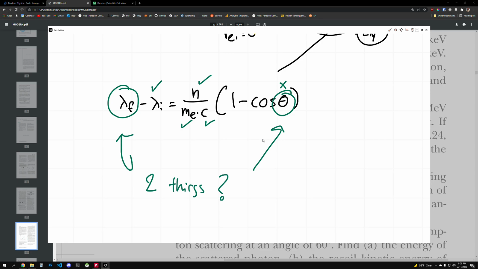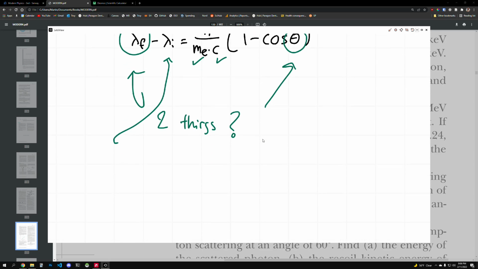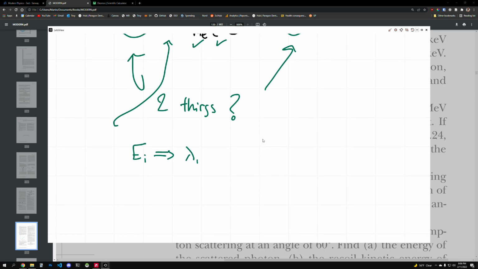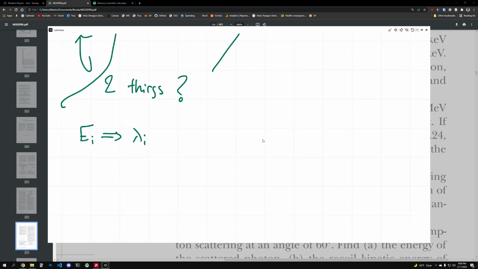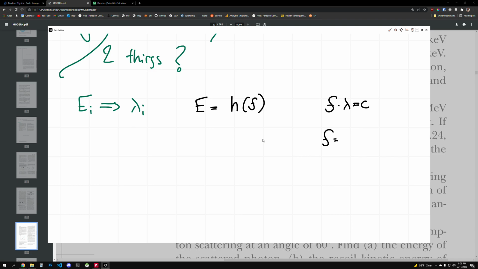All right? And you might be asking, well, how do we know lambda I? Well, we know energy initial, which we can relate to lambda I using this formula. The formula is E is equal to h times frequency, where frequency times wavelength is equal to c. And so therefore, frequency can be written as c over lambda, which we can rewrite as E is equal to h times c over lambda.